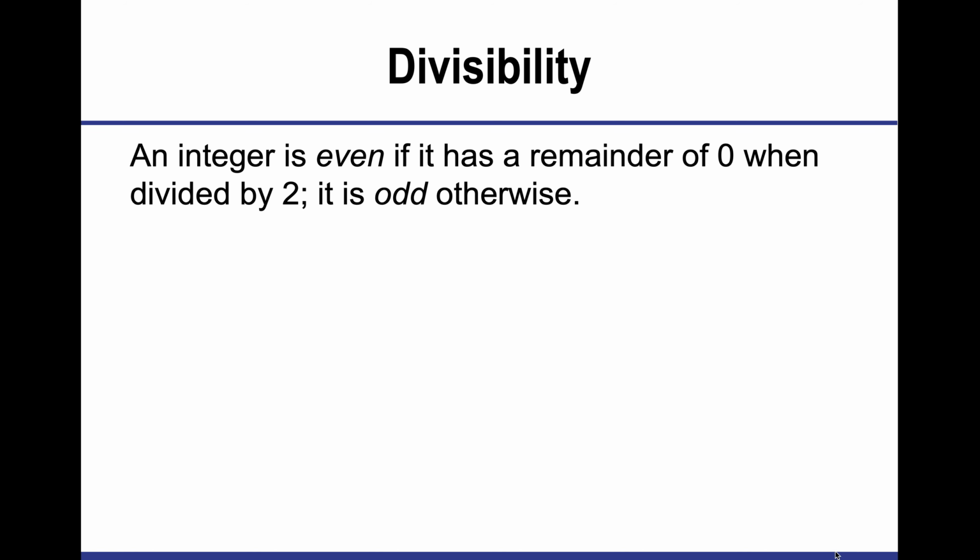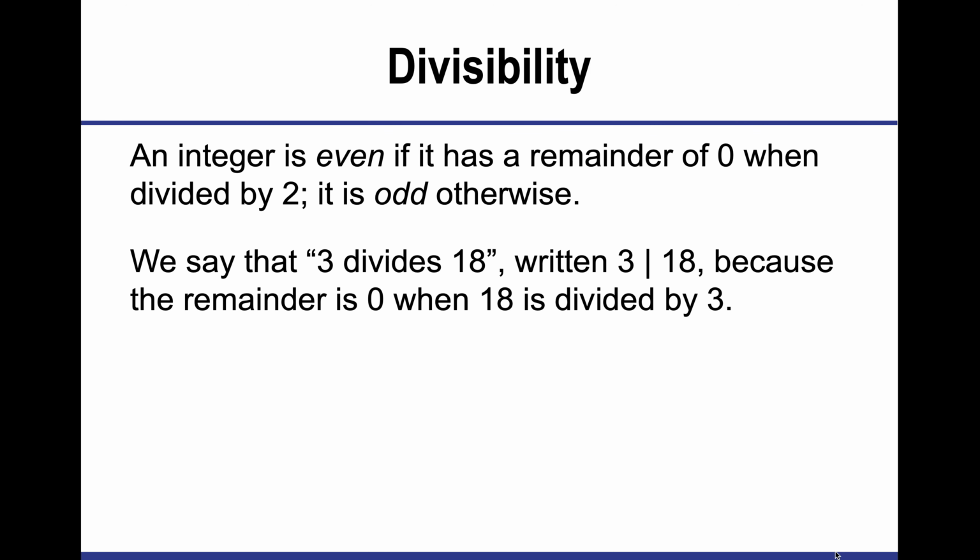So we define an integer as even if it has a remainder of 0 when it's divided by 2. If it's not even, then it is odd. So the requirement for an odd number is just that it fails the even test.